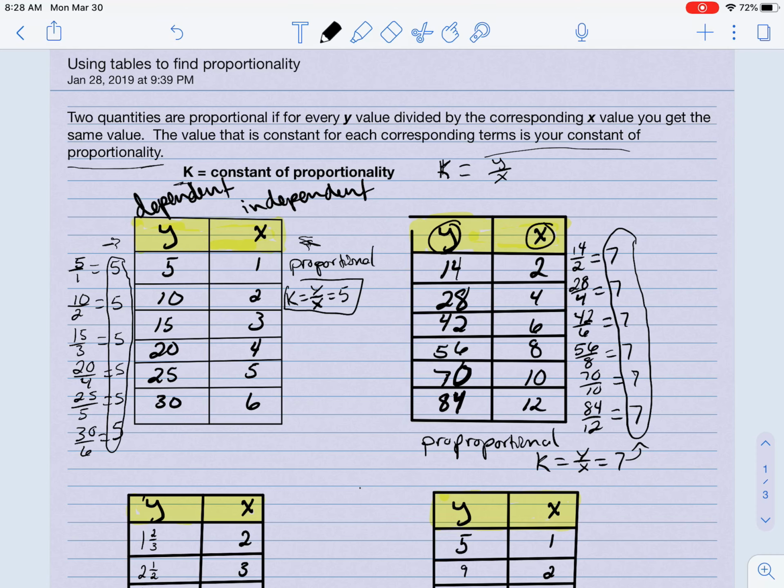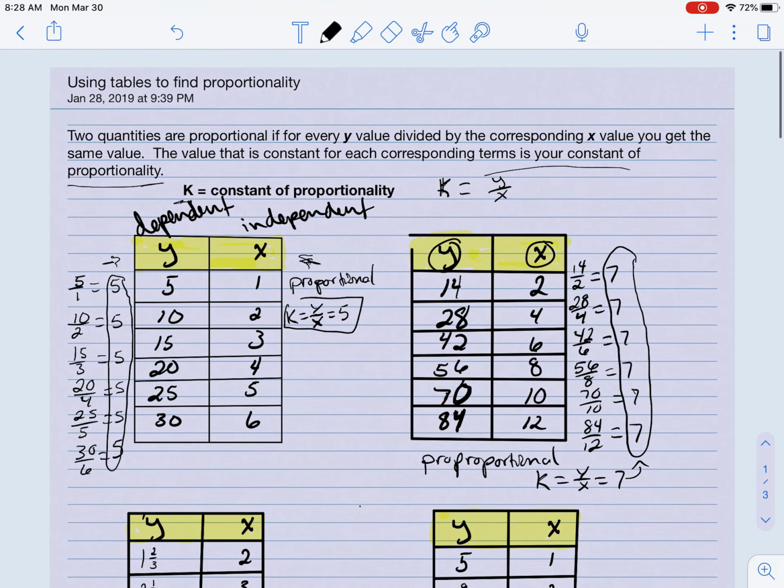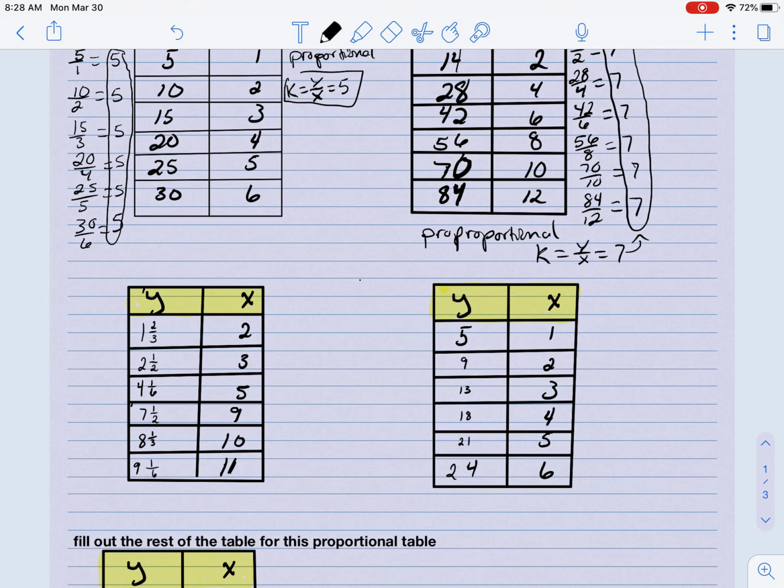Okay, same thing. Now on these next two, go ahead and see if you can determine if they are proportional, and then continue watching the video. So pause it real quick, go through, see if you can determine if they're proportional, and then play the video when you're done and see if you got the same thing. Okay, so once again, you're going to take our y divided by our x.